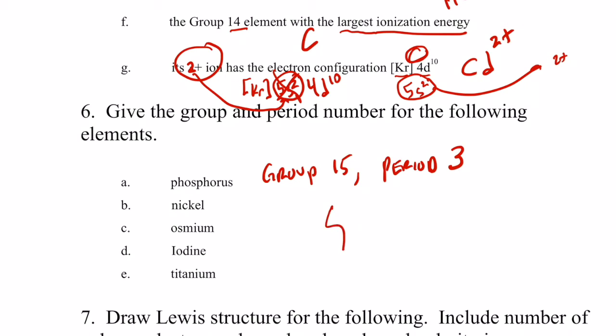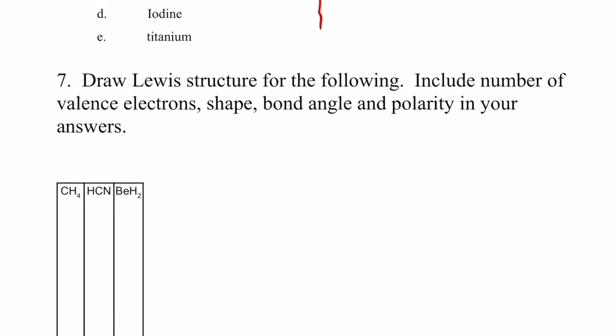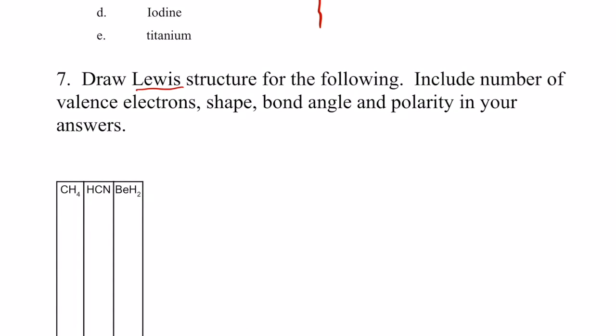And I think you guys can do the rest of these on your own pretty easily. Okay? Now when we come back for part 2, we're going to be drawing Lewis structures, figuring out valence electrons, shape, bond angle, and polarity. That's the second half of our unit.